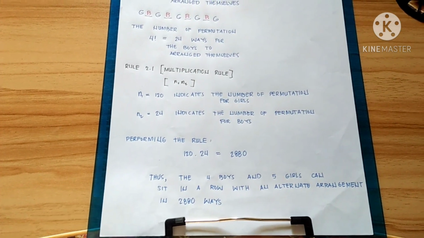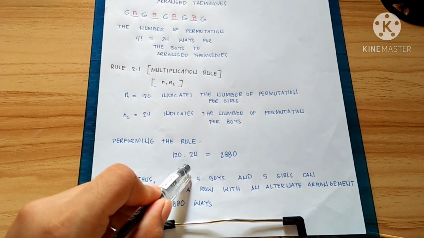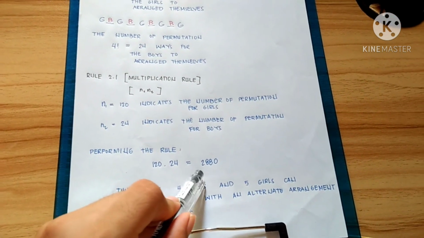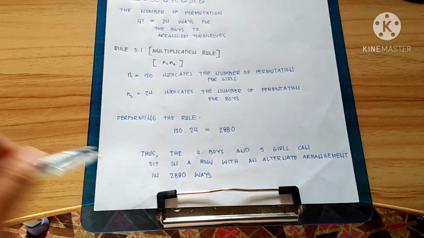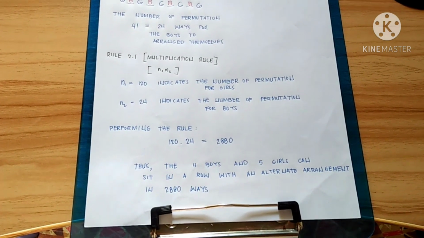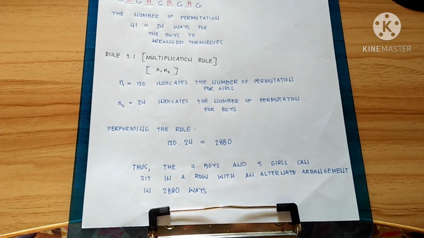Performing the rule, we have 120 multiplied by 24, which equals 2,880. Thus, the 4 boys and 5 girls can sit in a row with an alternate arrangement in 2,880 ways.